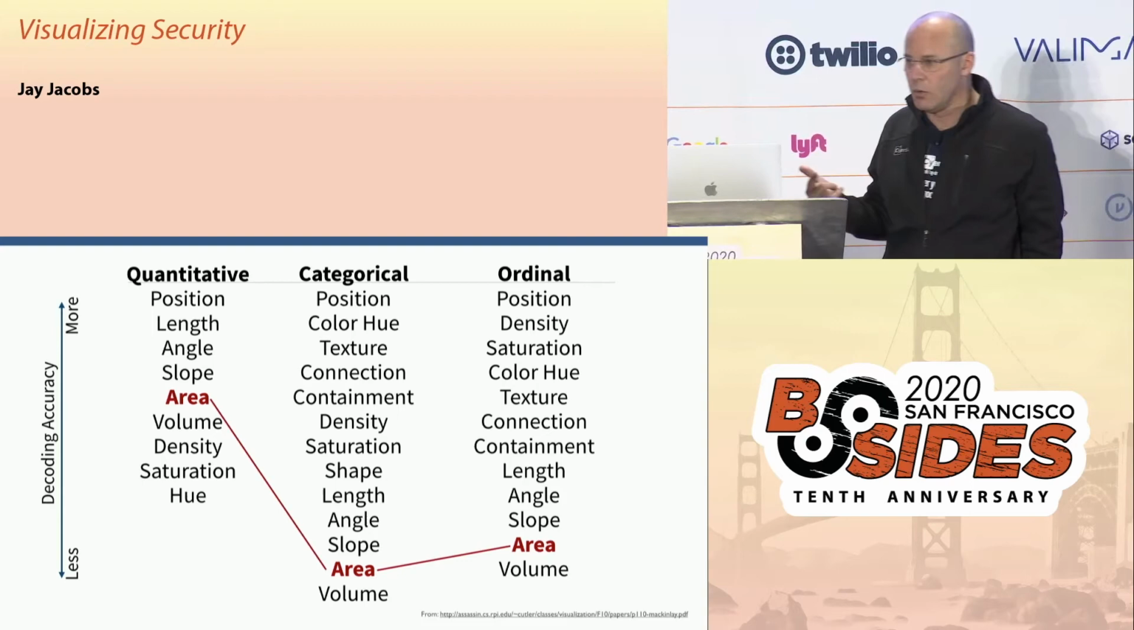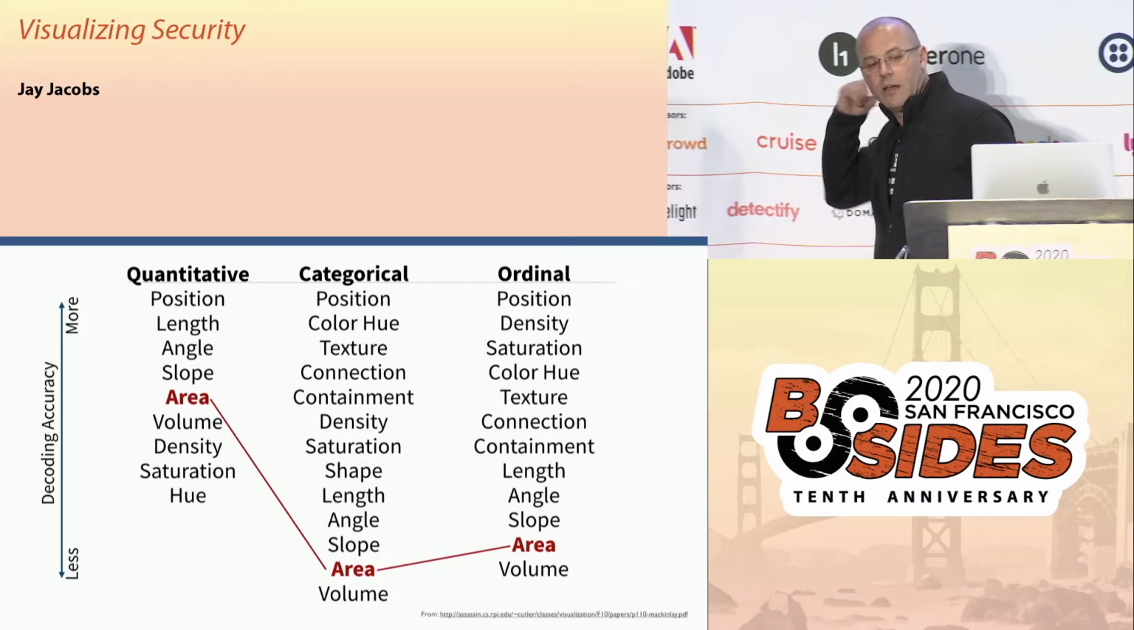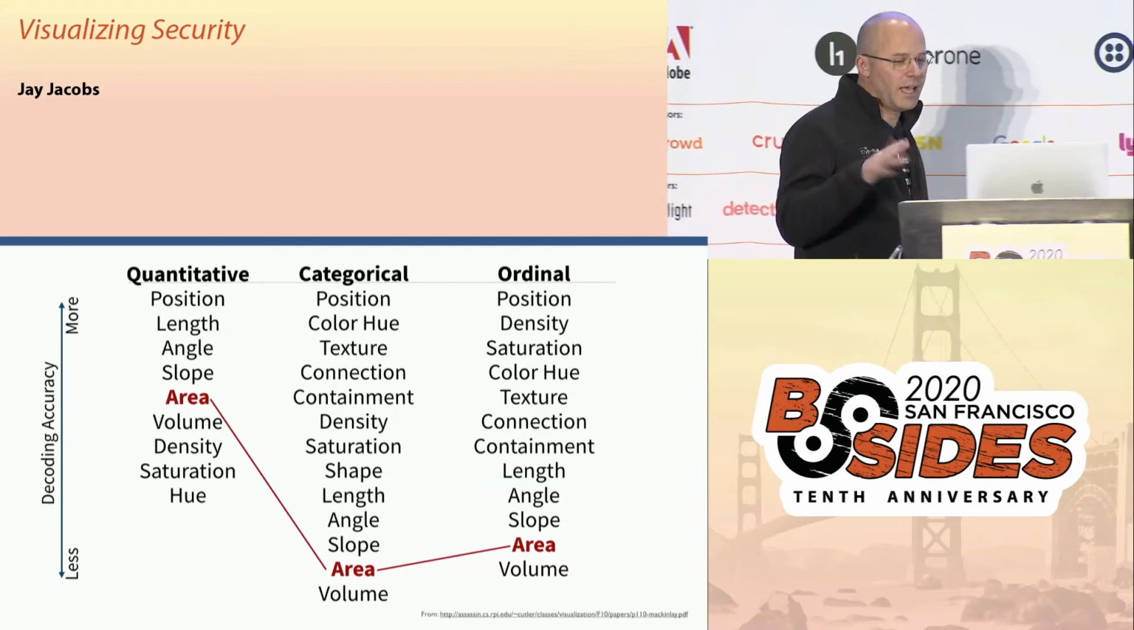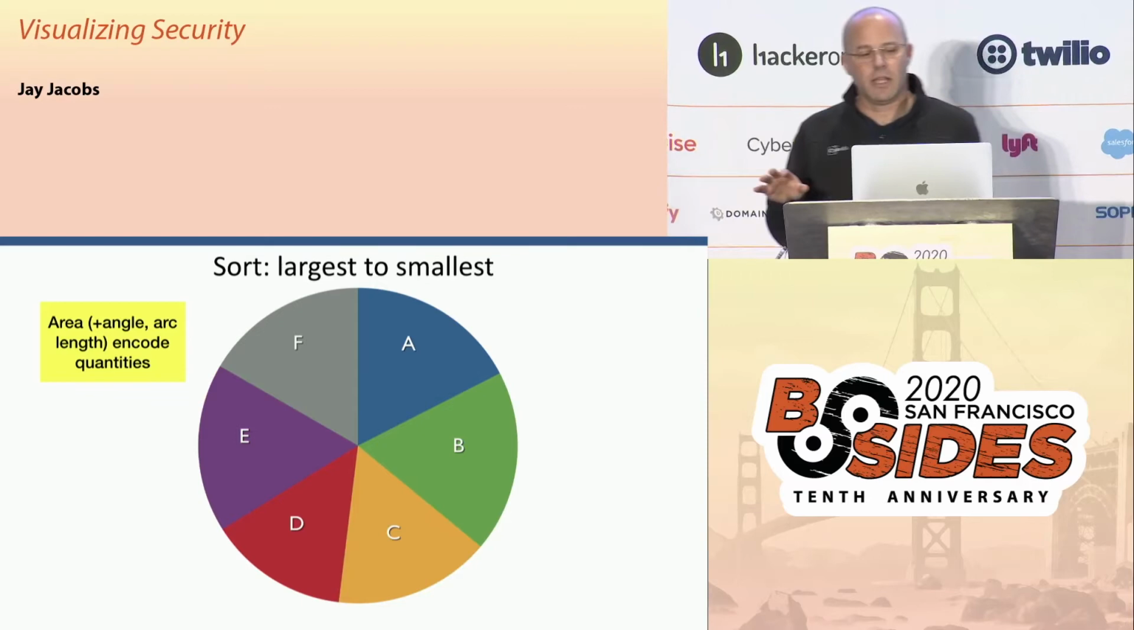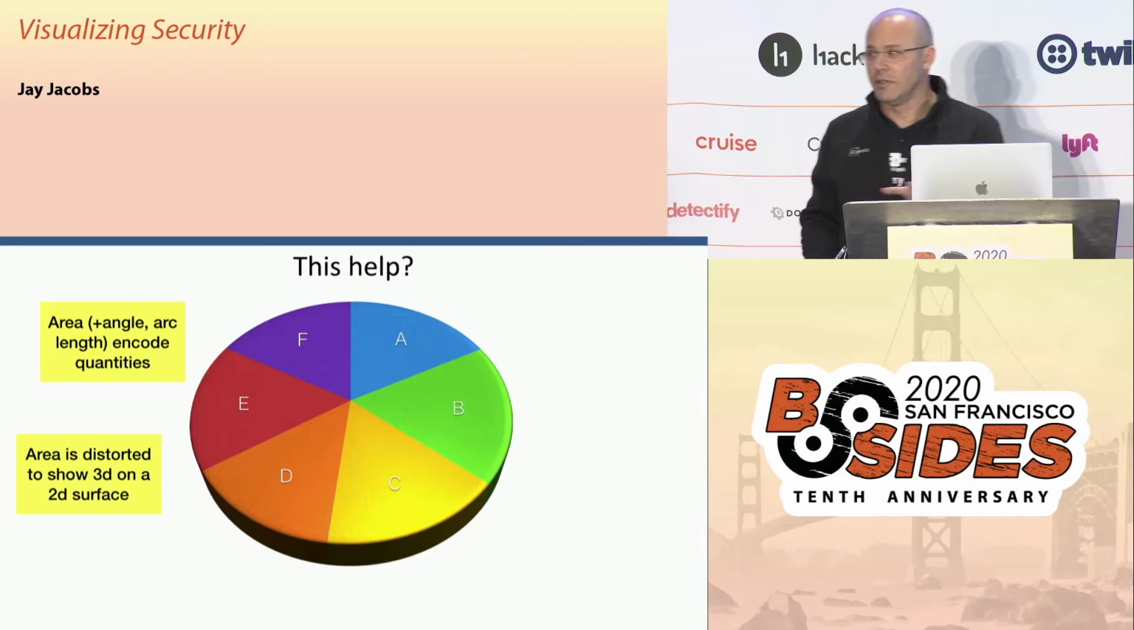Now, if you notice back in this chart, area is very, very low. And area is the primary visual cue when dealing with pie charts. And if people have been around DataViz people, a lot of them get really uppity about pie charts and say, don't use pie charts, they're terrible. I'm in the middle, but here's why. Here's why people say don't use them. Take this pie chart and sort it largest to smallest. Okay? All right, wait, if you're having problems, here, I'll try to make it a little easier. Does this help? Is that good?